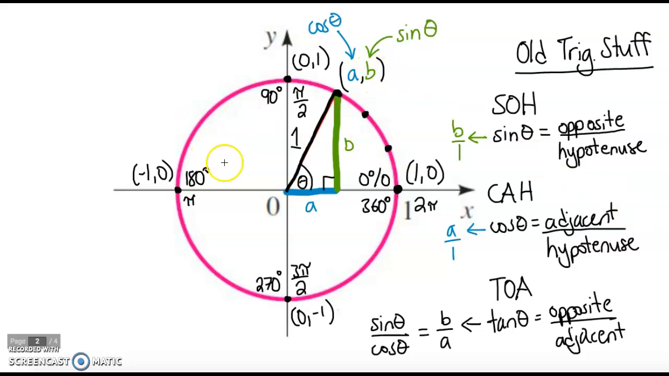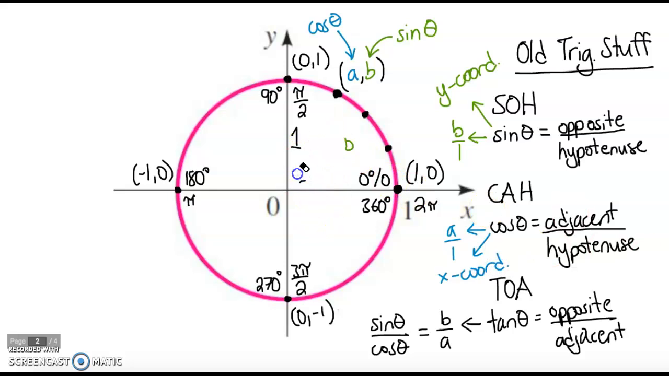It might be helpful over here to draw a little note or something like this. So the sine is b over 1. It's also our y coordinate of the points on the unit circle. And then cosine is the x coordinate of our points on our unit circle.